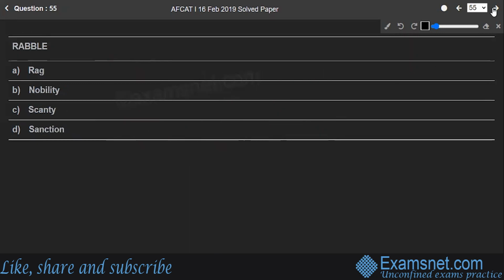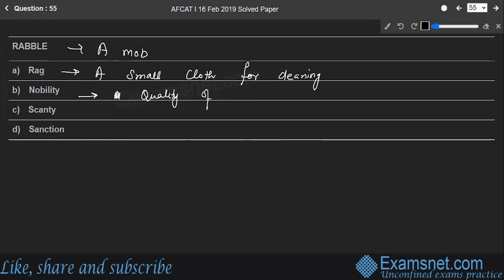Hope you're clear. Next is question number 55. The given word is rabble, and these are the options. Rabble means a mob or disorderly crowd. The options are, the first one is rag. Rag is a small cloth that is meant for cleaning. Then is the word nobility. It means quality of being noble.